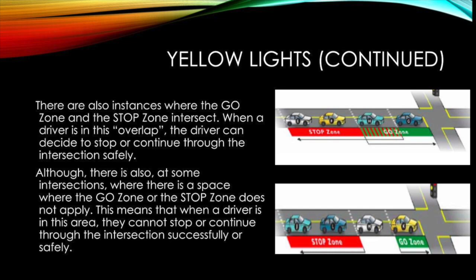When a driver is in its overlap, the driver can decide to stop or continue through the intersection safely. Although, at some intersections, there is a space where the go zone or the stop zone does not apply. This means that when a driver is in this area, they cannot stop or continue through the intersection safely or successfully.